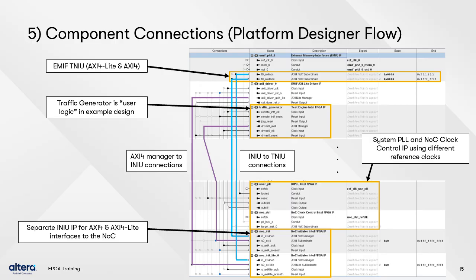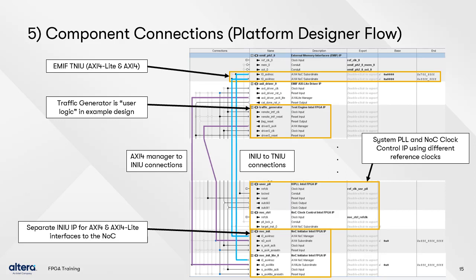Shown here is the Platform Designer system for an example design created from the EMIF IP parameter editor. At the top, you can see the EMIF IP with two Axie4 subordinate interfaces named T0 Axie LNoC for the Axie4 Lite interface and T0 Axie4 NoC for the standard Axie4 interface. The T0 naming indicates that these interfaces will connect to TNIUs on the I/O periphery side of the NoC. These interfaces connect through the NoC using the connections highlighted in blue.